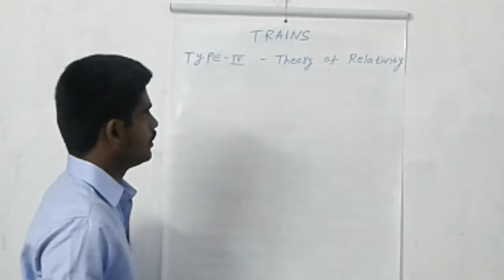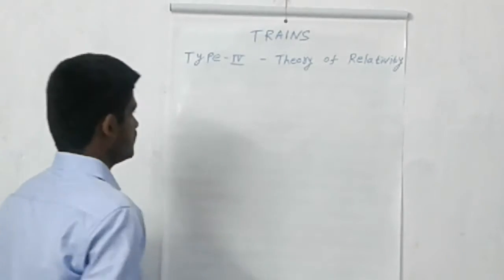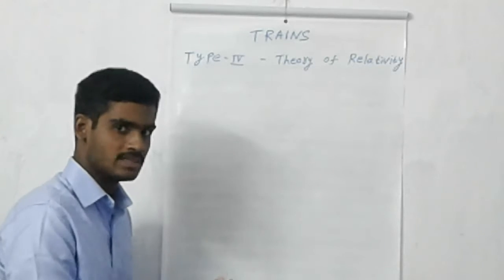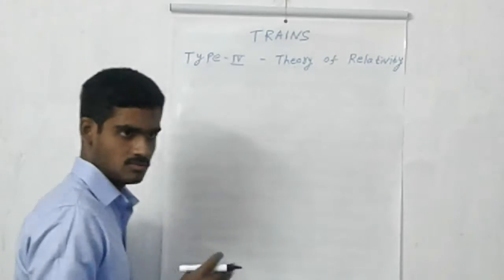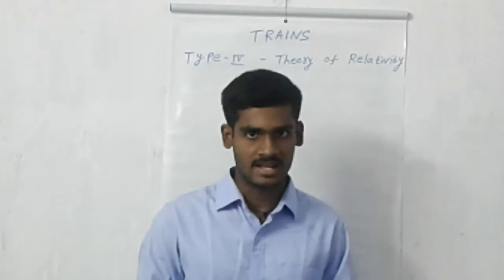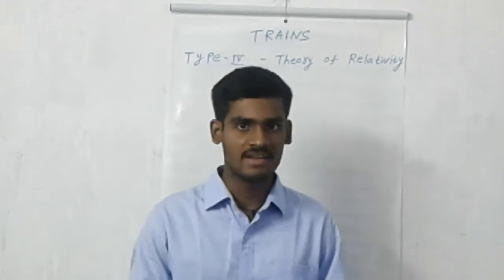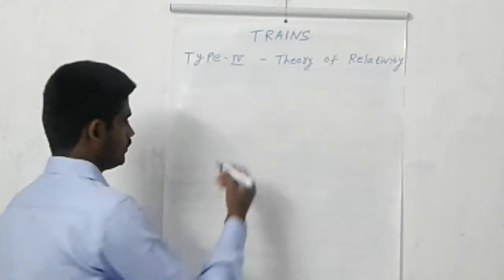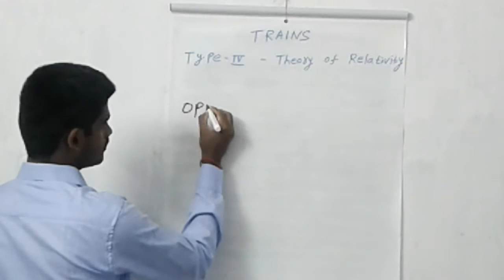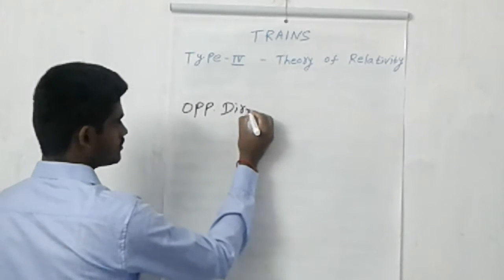Now the type 4, which is theory of relativity. This is the type 4. In this there are two methods. One is the two trains are moving in opposite direction. Second one is the two trains are moving in the same direction. We will see one by one. First one is in an opposite direction.